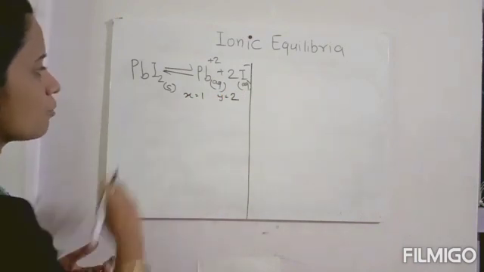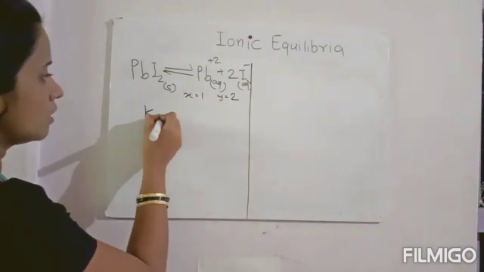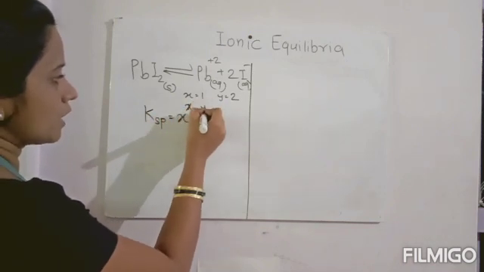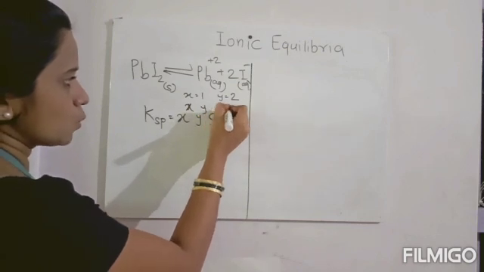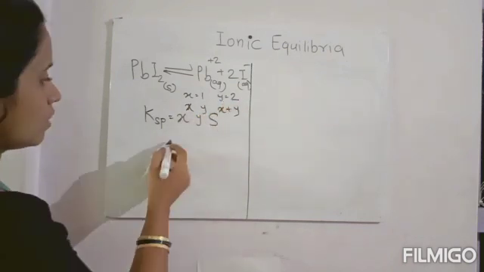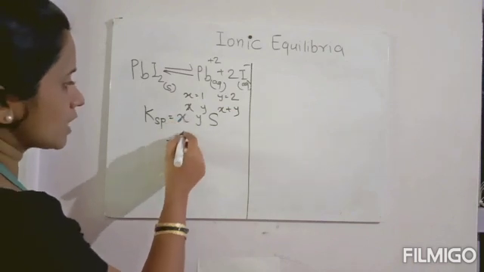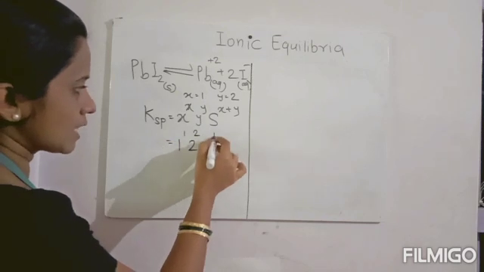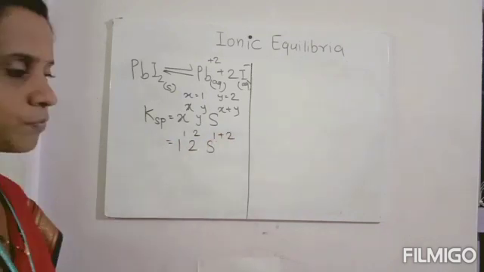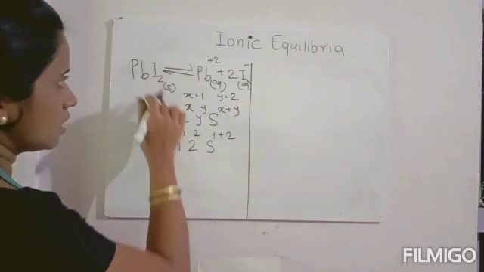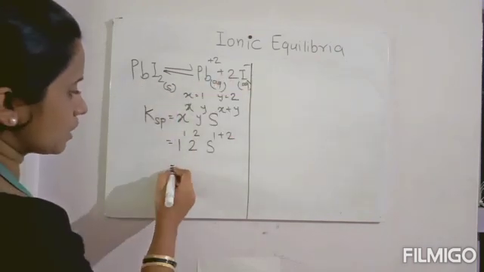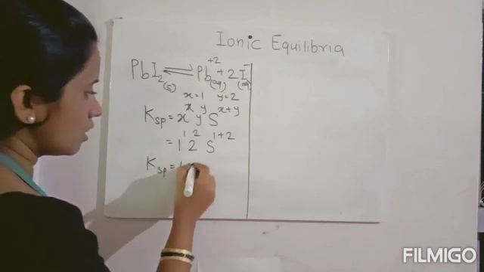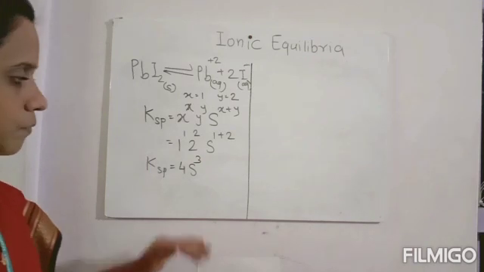So what is the formula for Ksp, solubility product? It is equal to x raised to x, y raised to y, and S raised to x plus y. So here we can write 1 raised to 1, y raised to y, that means 2 raised to 2, S raised to 1 plus 2. So for this solubility equilibria, the expression for Ksp will be Ksp is equal to 4 S raised to 3.